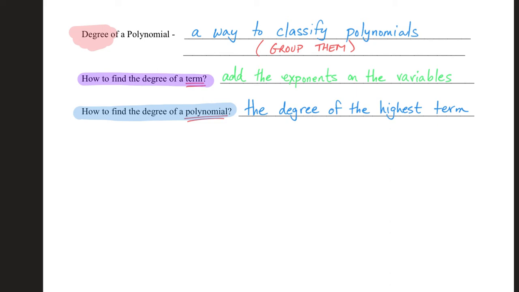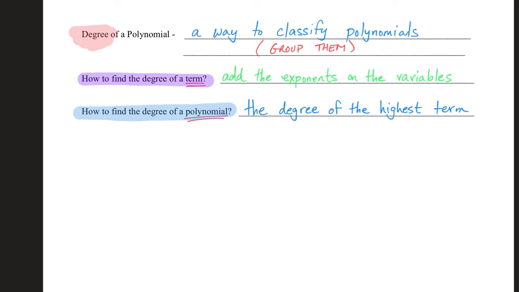We can see in the green writing that to find the degree of a term, we add the exponents on the variables. But in the blue, to find the degree of a polynomial, the whole expression, we have to take the degree of the highest term.